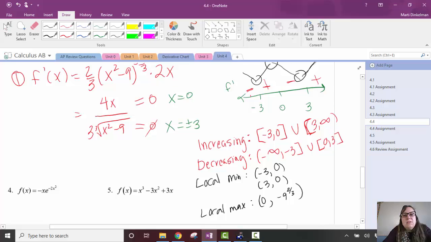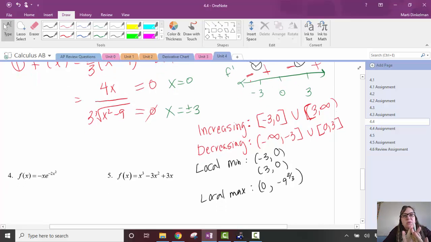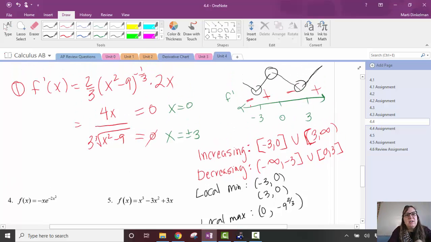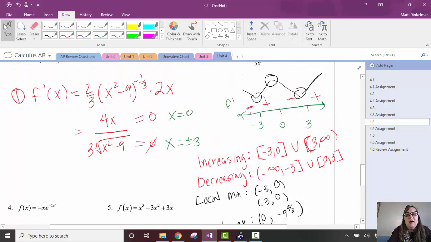Okay, so if you think you got it at this point, again, the strategy is find the derivative, find the critical numbers, do a number line analysis, and then you can find your answer from there. That's the basic steps for finding increasing and decreasing, and then also our local mins and local maxes.